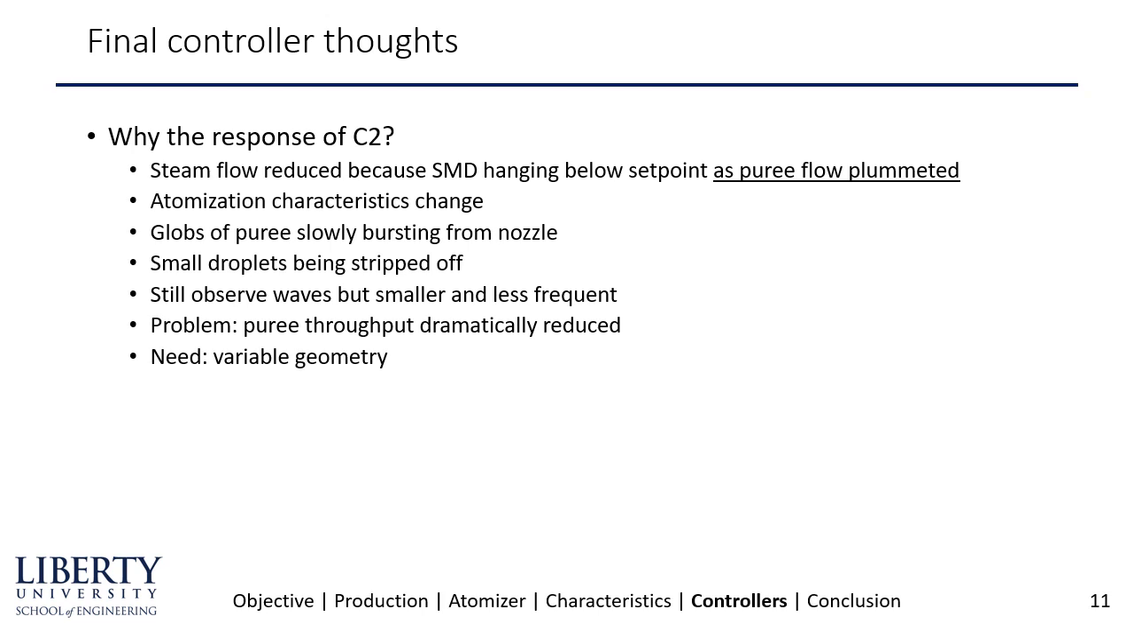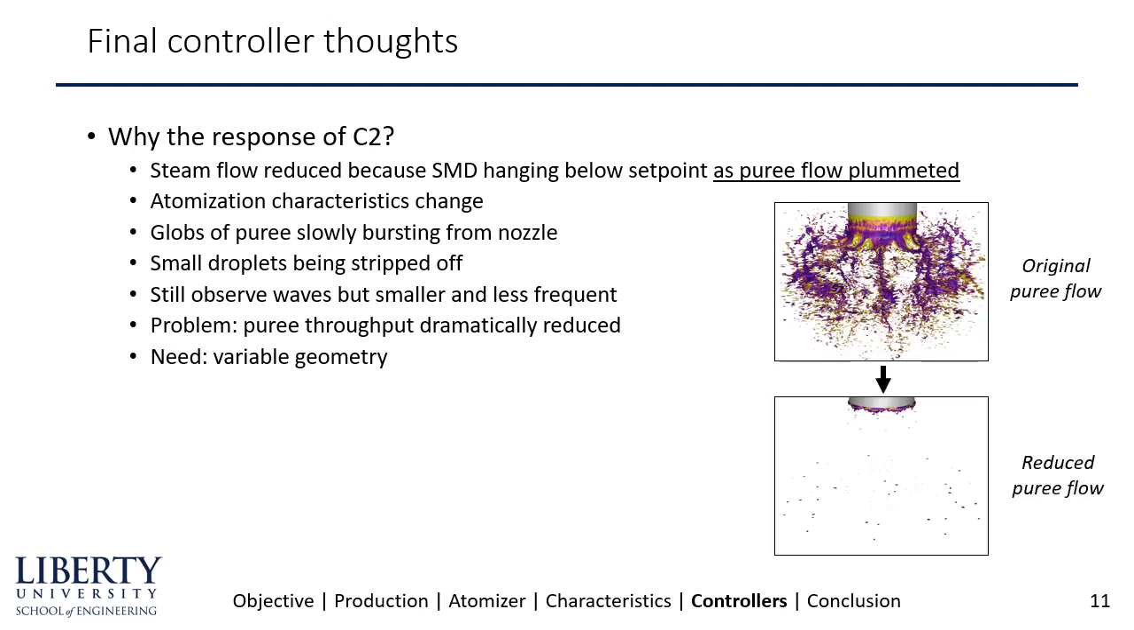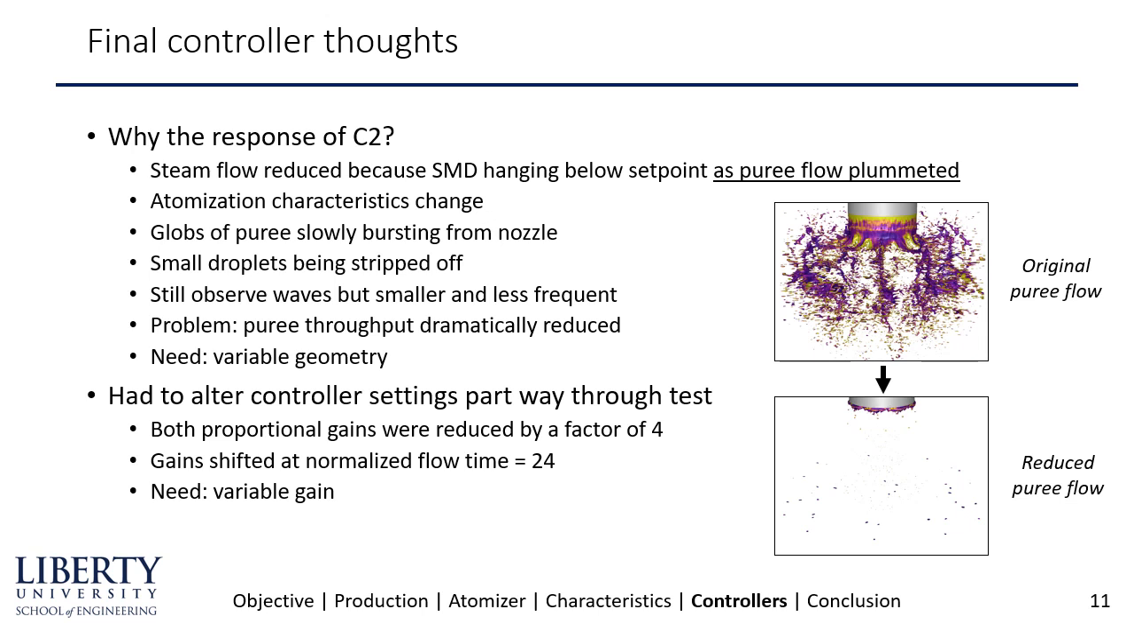We get globs of puree slowly bursting from the nozzle. Small droplets are stripped off. And we have waves, but they're smaller and less frequent. And so we go from this original puree flow down to the reduced puree flow. Very small droplets, but very different characteristics of our system. And the problem here is that the puree throughput is dramatically reduced. So this, to us, points to a need for variable geometry to help compensate and adjust as the system changes.